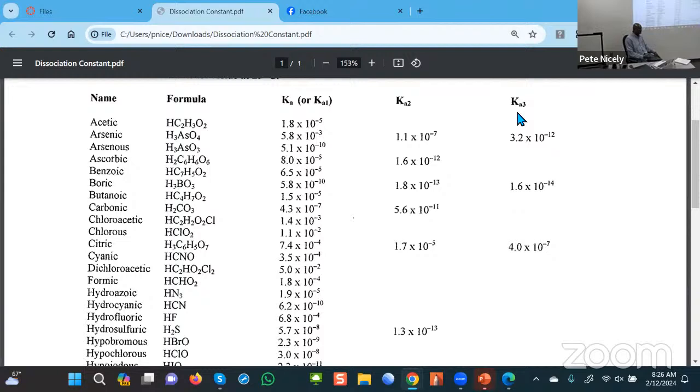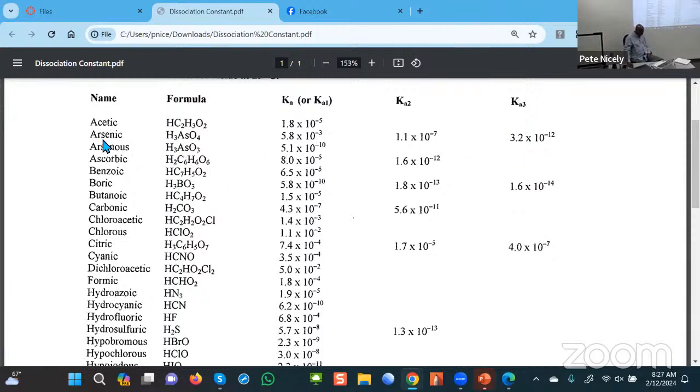And the reason for that is that in the case of the first dissociation, you're removing a hydrogen ion from something which is neutral, right? In the second dissociation, you're removing a hydrogen ion from something which has a negative charge. So that is more difficult to occur, and therefore the Ka value would be lower. And then in the case of the third dissociation, you're removing a hydrogen ion from something which has a -2 charge, which is even more difficult, and therefore the Ka3 value would be smaller, right?